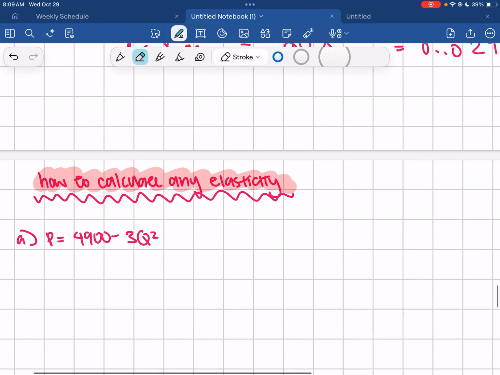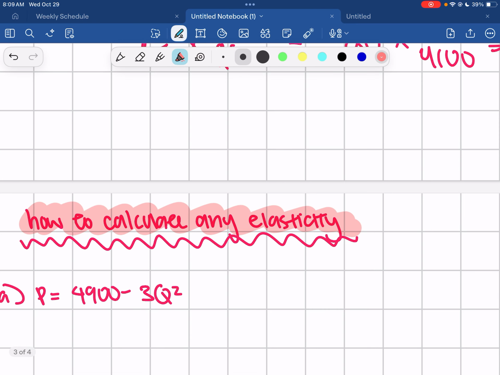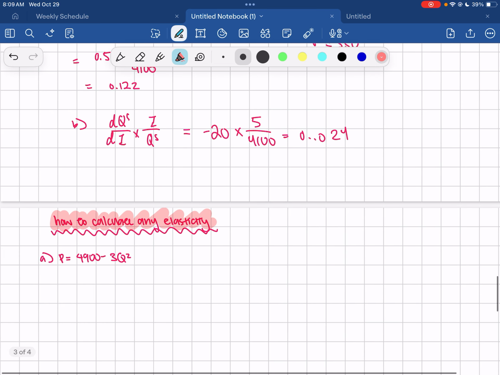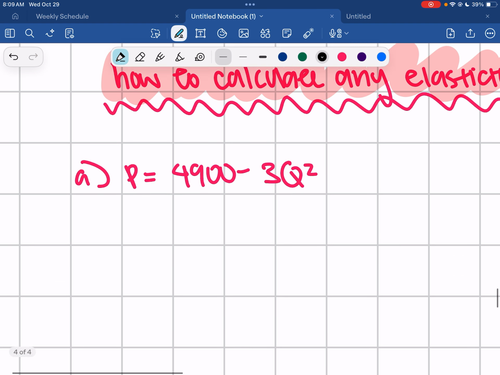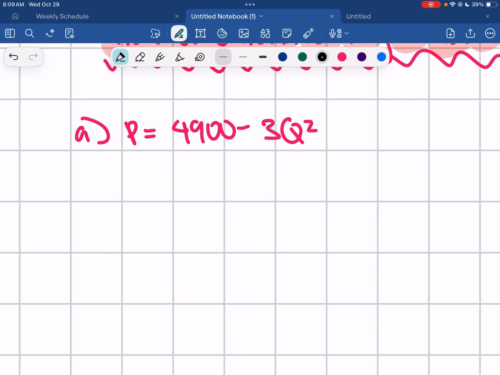Hi all, today we'll be learning how to calculate any elasticity, whether it's input elasticity or something else. We will figure it out. Alright, so we're going to start off with this equation, and I'm going to add a little more about what this question is asking. We're looking for the price elasticity of demand, and the given quantity is 40.